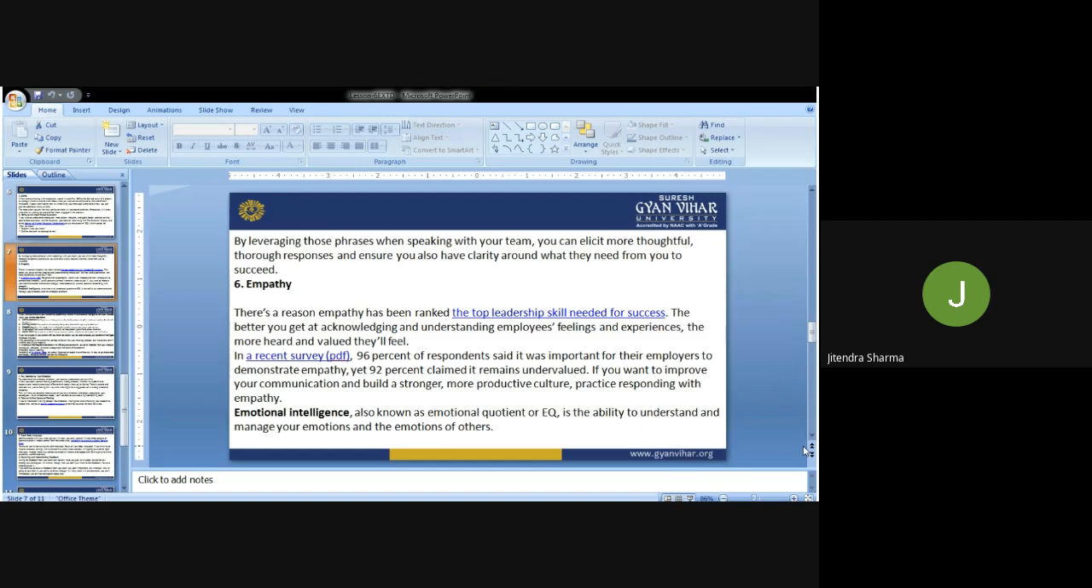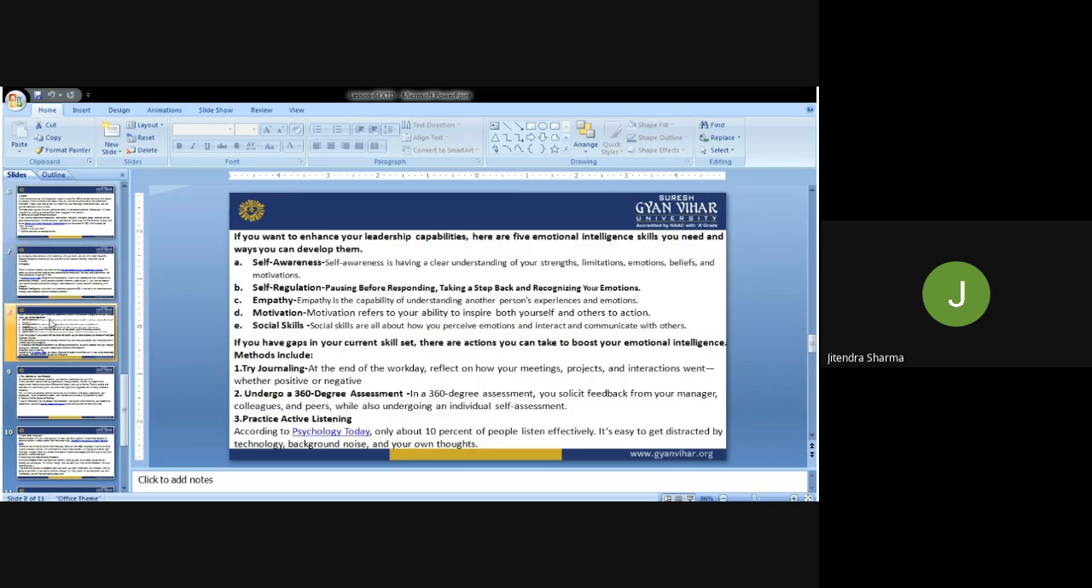for a leader. Emotional intelligence, also known as emotional quotient or EQ, is the ability to understand and manage your emotions and the emotions of others. If you want to enhance your leadership capability, here are the 5 emotional intelligence skills you need and ways you can develop them. So, number one, self-awareness.